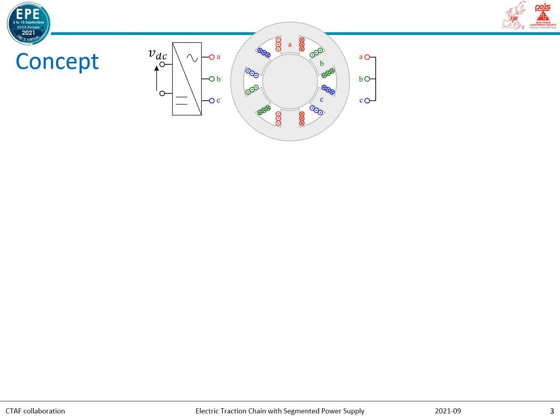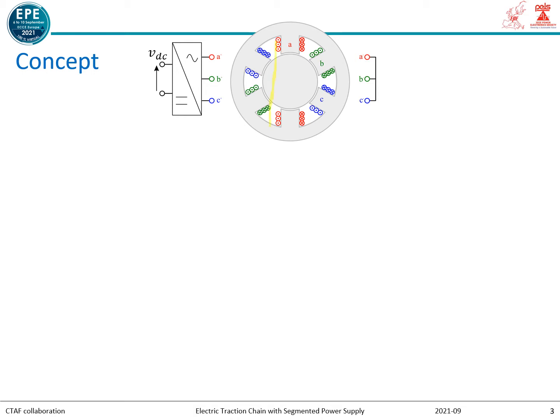To illustrate the concept, we consider this traction chain. The machine is generic, the topology of the rotor is not specified. The two-pole, three-phase electrical machine has concentrated armature windings. There are 3 stator windings and therefore 6 terminals. The windings are star connected.